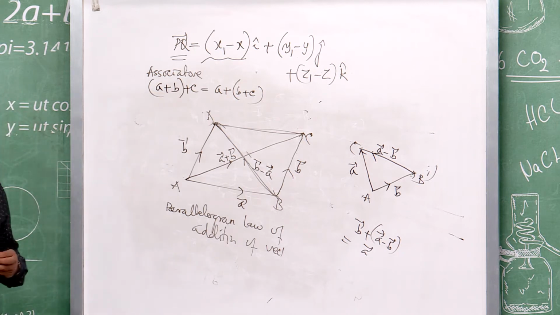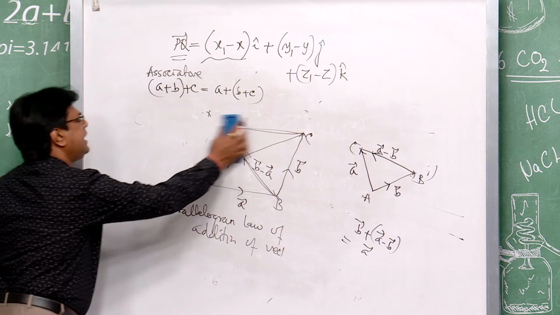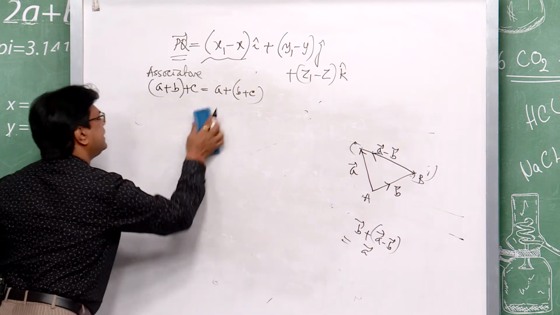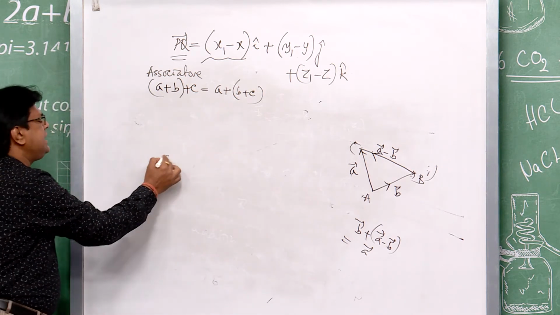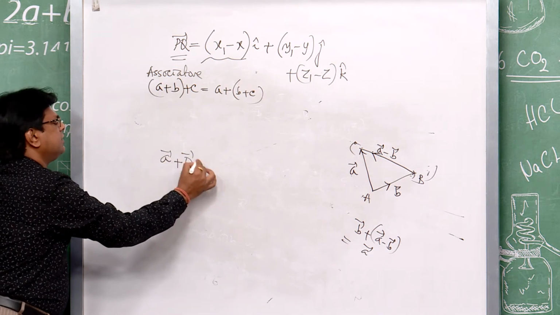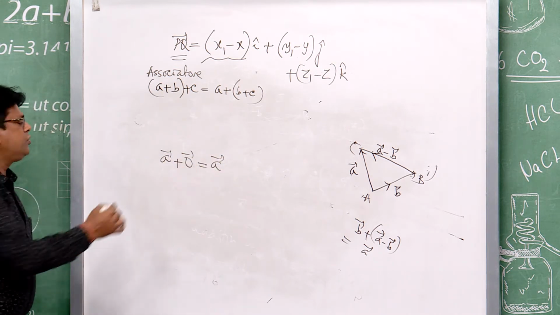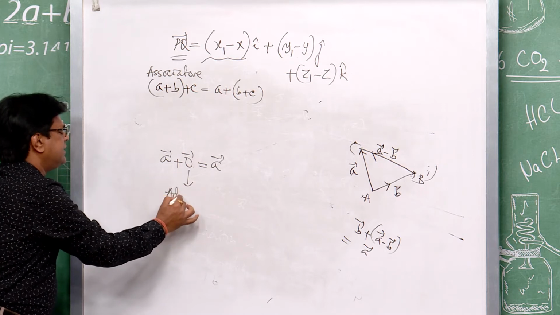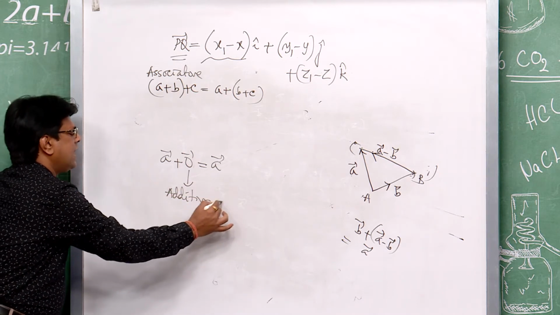Similarly, existence of additive identity. If we add a zero vector to a vector, we get the same vector. Suppose A is a vector plus the zero vector, this gives your A vector. So, the zero vector acts as the additive identity.